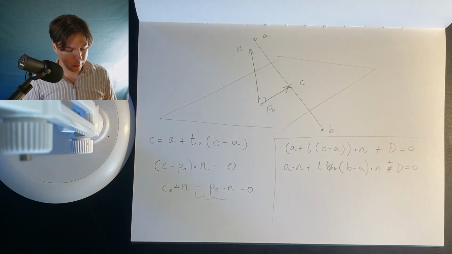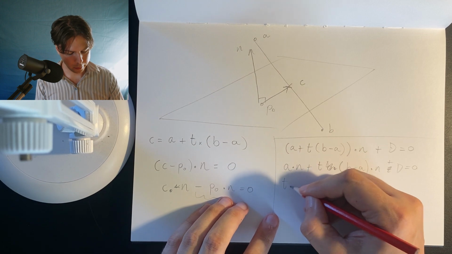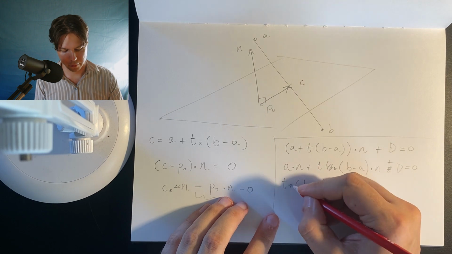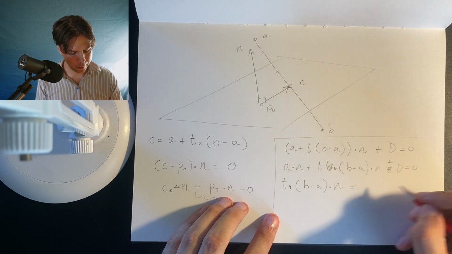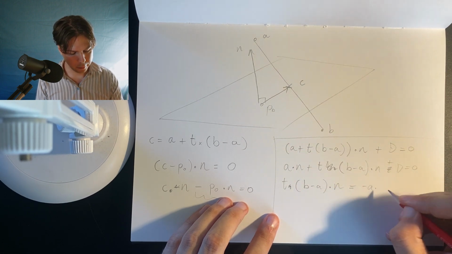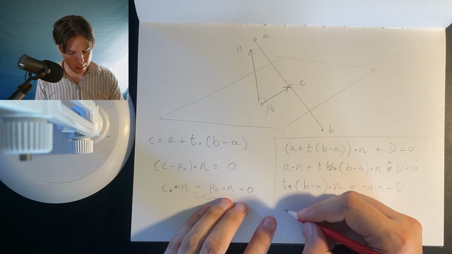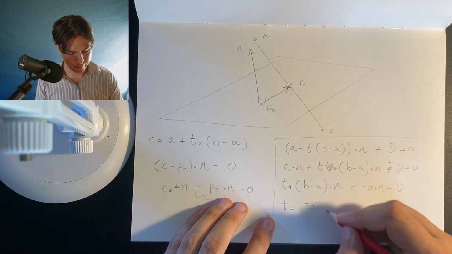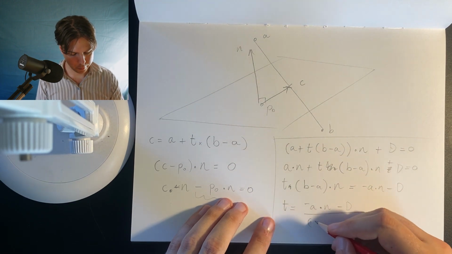Then I just need to rearrange and solve for T. So first of all, I'll just write T times B minus A dot N. This is a scalar. Then on the other side, I have minus A dot N minus D. And then divide by that.